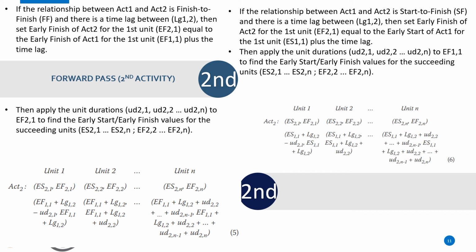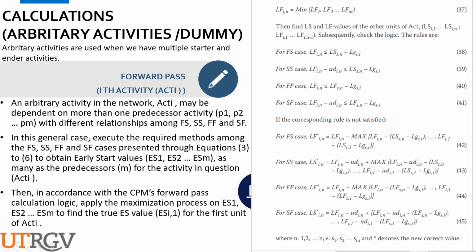So this is if it were finish to finish. We have the early start, early finish, and we are considering minus the UD2, early finish, and plus the lag. So we do all the way to the end. This is how we do the dummy activities in the linear scheduling. So an arbitrary activity in the network, ACT1, may be dependent on more than one activity, which is when we need a dummy that we do on the precedence diagram.